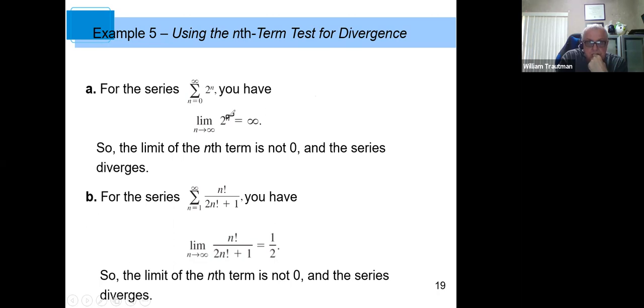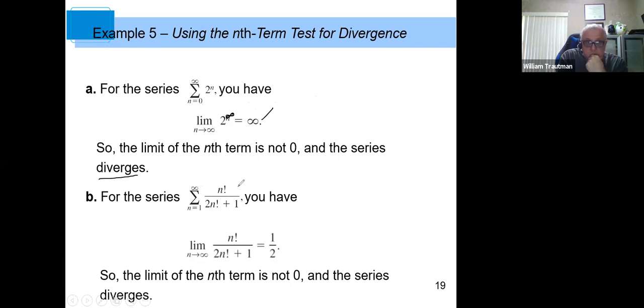Can you tell that right away by plugging in infinity? Oh, yeah, you can. If I plug infinity straight into here, 2 to the infinity is not 0. It is infinity, so that diverges.